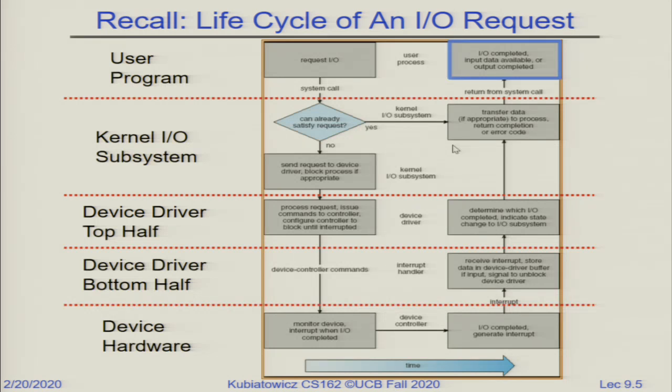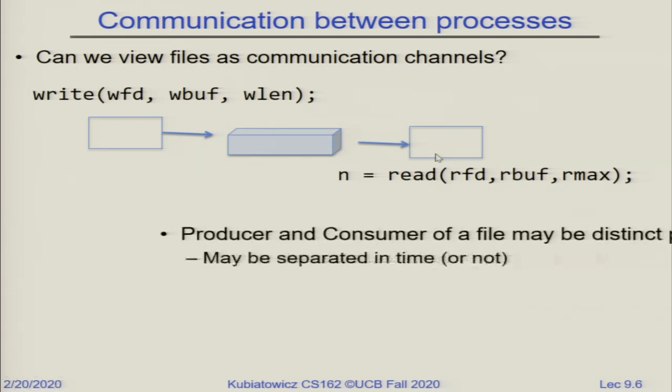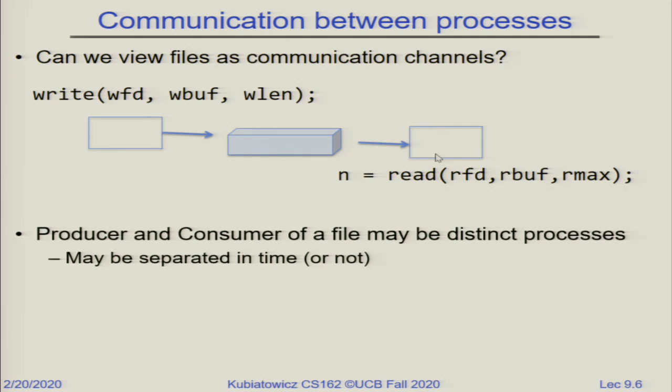So now we're happily reading and writing files. But I want to push this idea that everything looks like a file a little further. So why couldn't we communicate between processes via a file? Here are two processes. We have a file descriptor opened for writing on one side and for reading on the other, and we do a write operation and read it on the other side, and voila, we've just communicated. The producer and the consumer of the file could be separate processes.